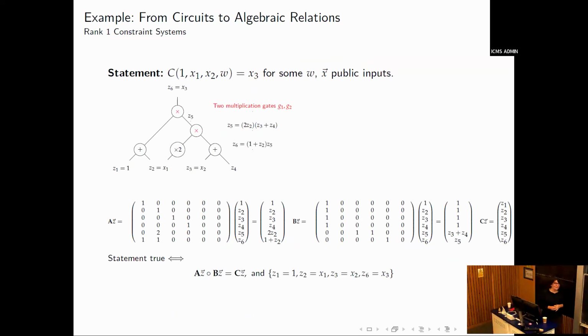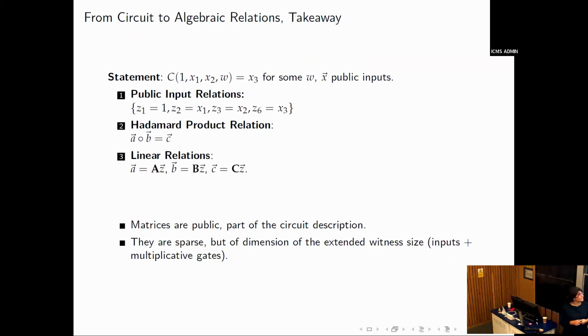Okay, so one thing I didn't tell you in the previous talk is I showed you how to prove an inner product relation, but I never told you why you want to do that.